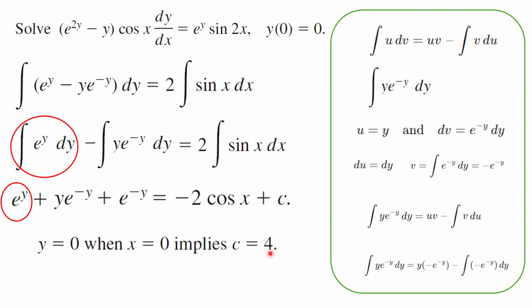What's the use of it? It means that now we can take this c and substitute it back here and write the particular solution this way: e^y plus y e^(-y) plus e^(-y) is equal to 4 minus 2 cosine x. So we found a particular solution for this differential equation. And as you can see, we applied multiple methods going back to calculus. And again, here we're using the integration by parts method in calculating the integral of y e^(-y).